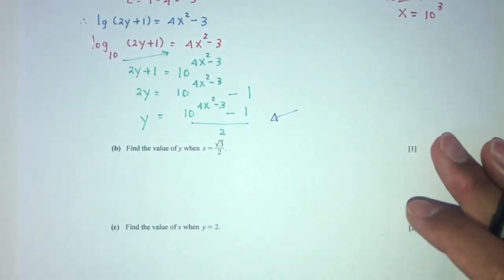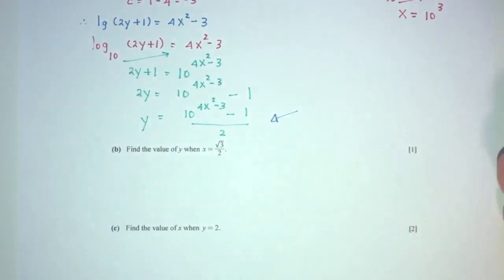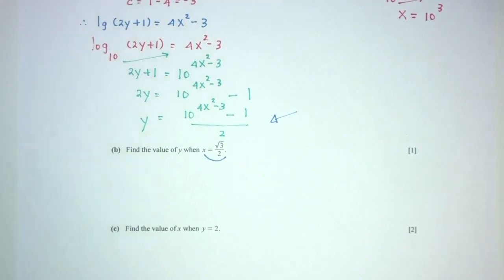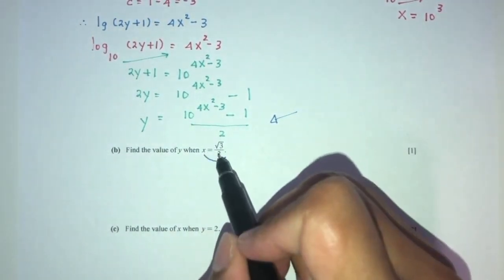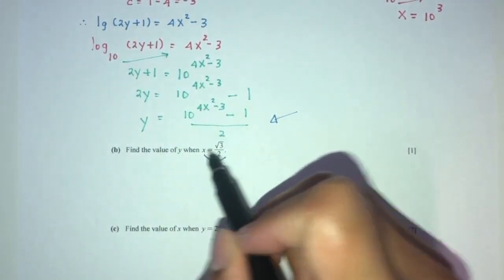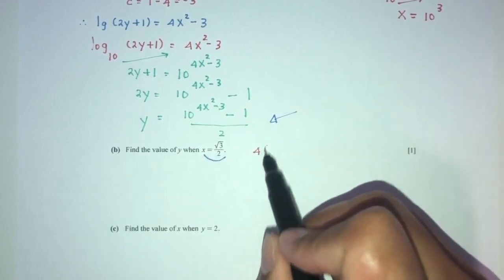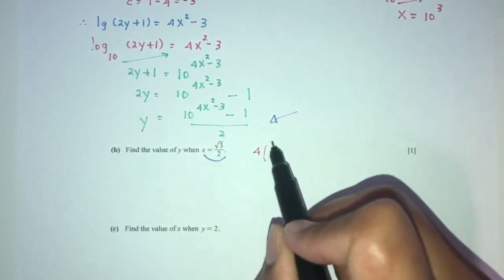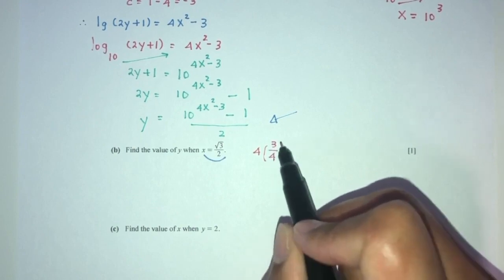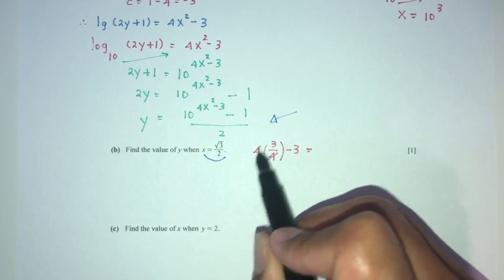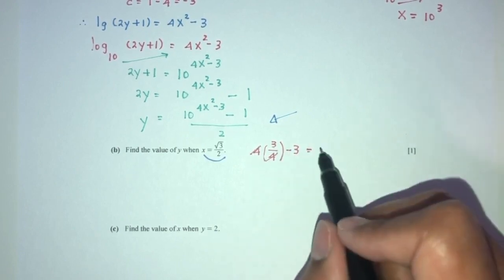Now let's move on to part B. So we have to find the value of y when x equal to this. Okay, replace back in your equation. So when x is this, which means 4x squared, if you square this value, that will become 3 over 4. Here we have minus 3. This will go away, and 3 minus 3 should be 0.